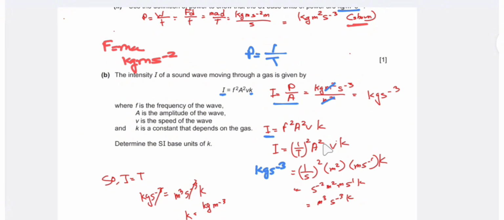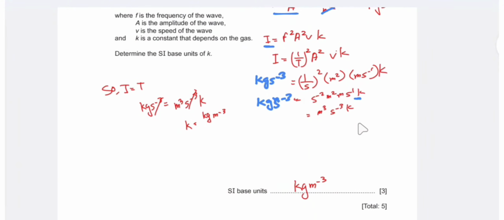For amplitude square, it is meter square, since amplitude is a length, so the unit would be meter, and since it is amplitude square, meter square. Then velocity is meter per second, and k. So kg per second cube is equal to second to the power negative 2, meter square, meter per second, k, where k is the constant, and we need to find its SI base unit.